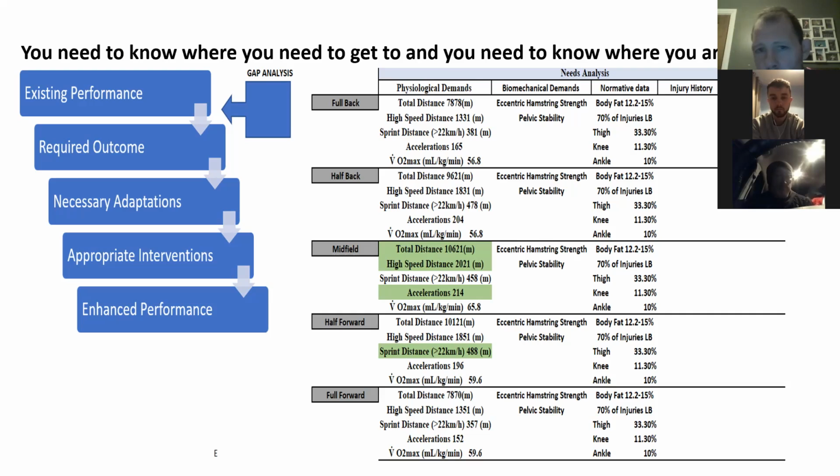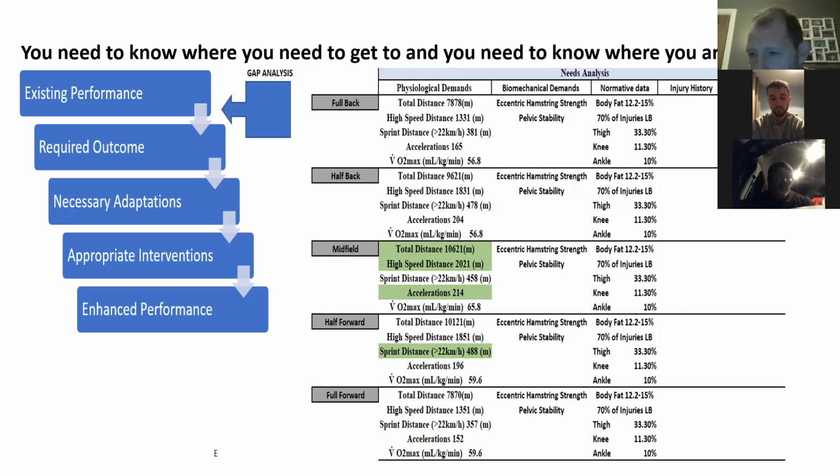So we now know what the physiological demands are based off the data and the research that's out there. So we have an idea what it takes from a physiological standpoint to play that position. And when we branch that down for each position, we can now start to paint a little bit of a picture for our players, right?